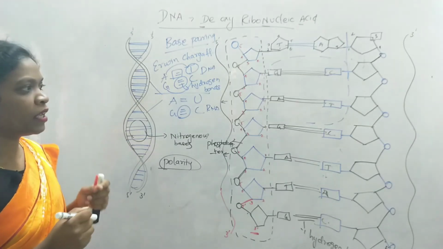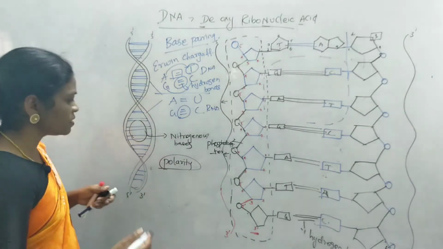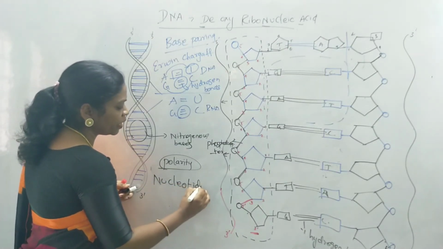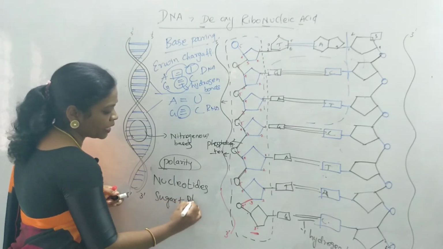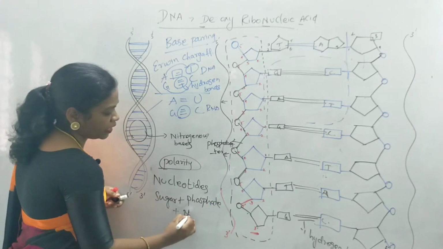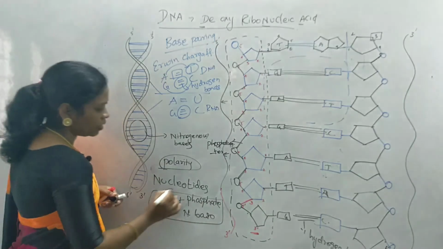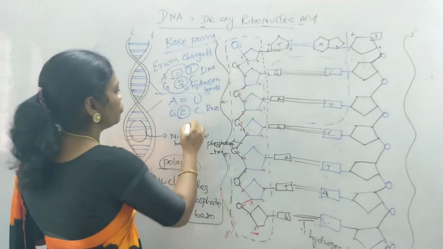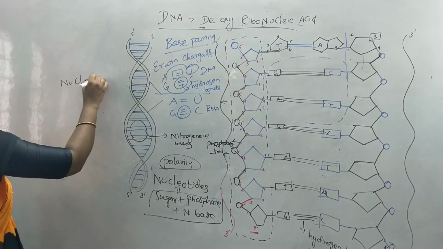Okay, and one more important term that you have to know about, and we already know that DNA is made up of nucleotides. Nucleotides are nothing but a combination of sugar plus phosphate plus nitrogenous base. So these components together are known as a nucleotide. Then what is the meaning of nucleoside? What is nucleoside?